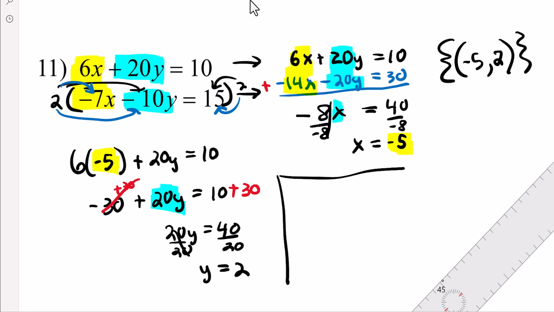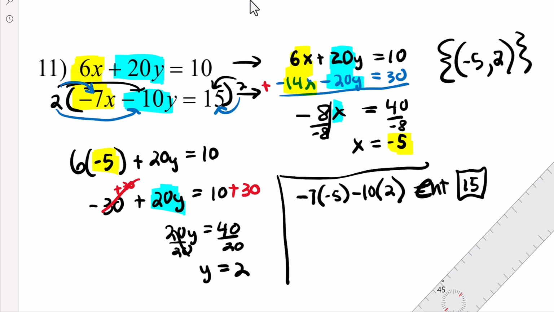Now go ahead and check the other equation. So -7 times x, our x value is -5, minus 10 times our y value, which is 2, should equal, when you hit enter, the calculator should read positive 15. So -7 times -5 is positive 35. And then -10 times 2 is -20. Look, 35 subtract 20 does equal 15. So that system checks out. All right.